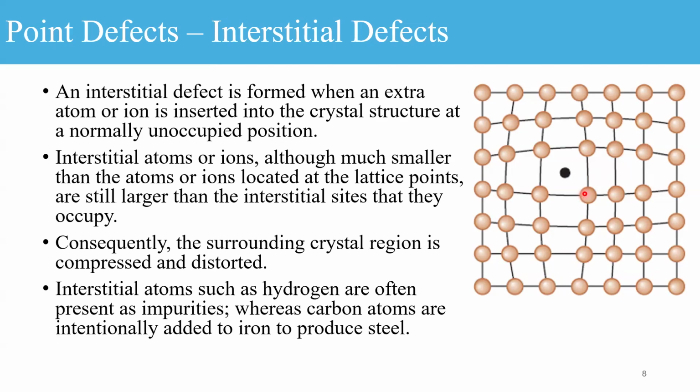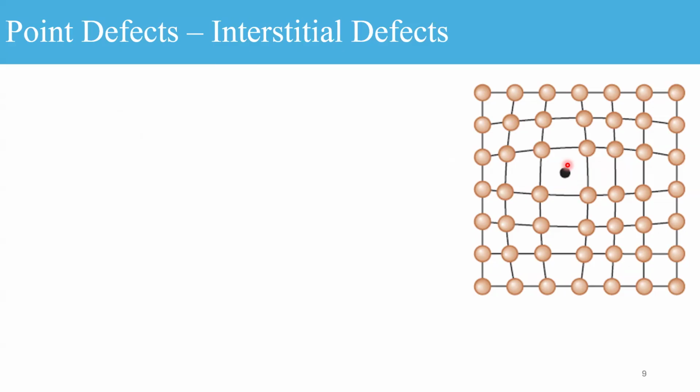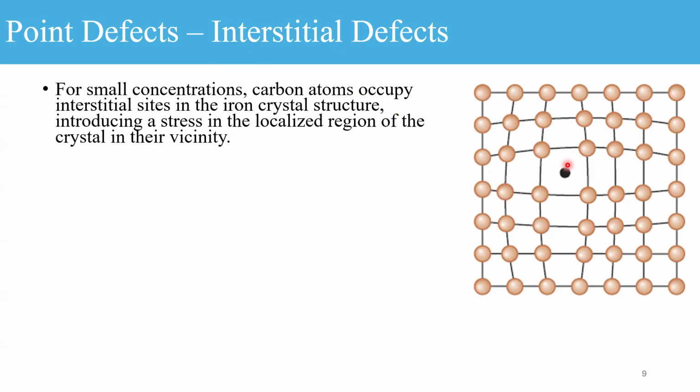So interstitial atoms such as hydrogen are often present as impurities, but there are other interstitial atoms such as carbon atoms that are intentionally added to iron to produce steel. Steel is stronger and harder than iron, so they are both impurities and dopants.